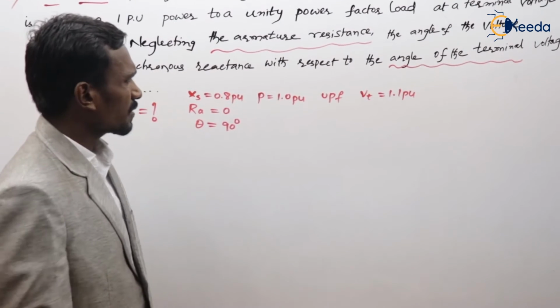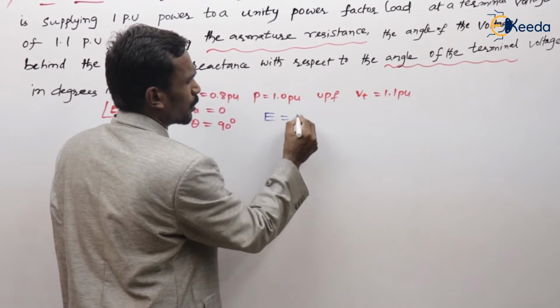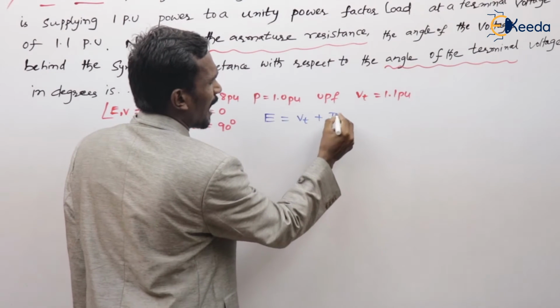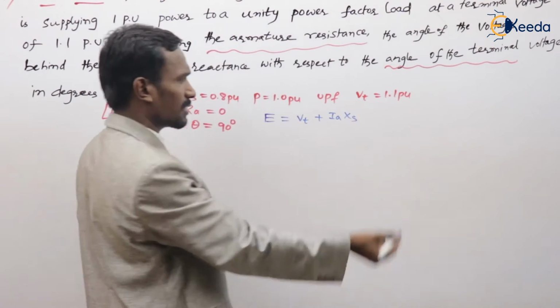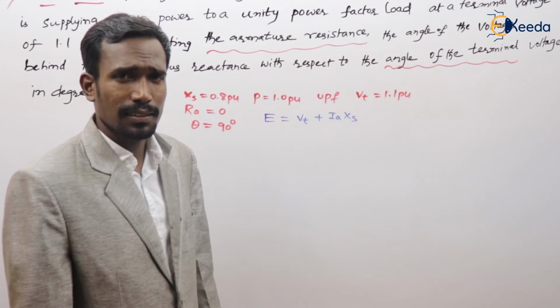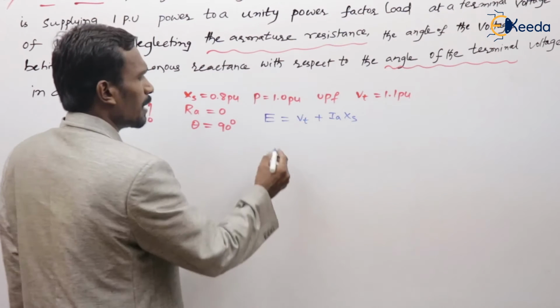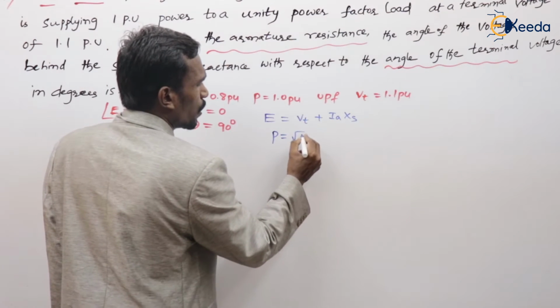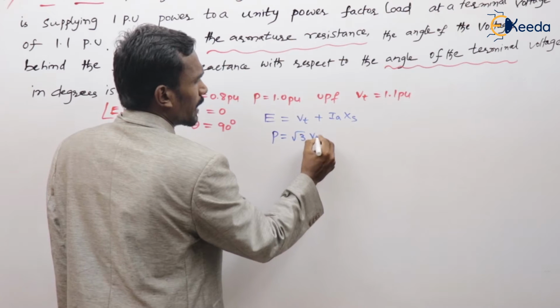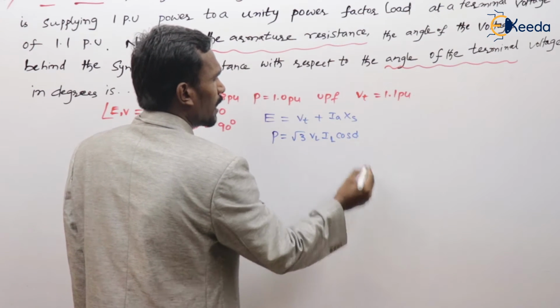So first we have a formula to find EMF. E is equal to V plus IA XS. But we don't know IA, right? What is the formula for IA? P is equal to root 3 VL IL cos phi.